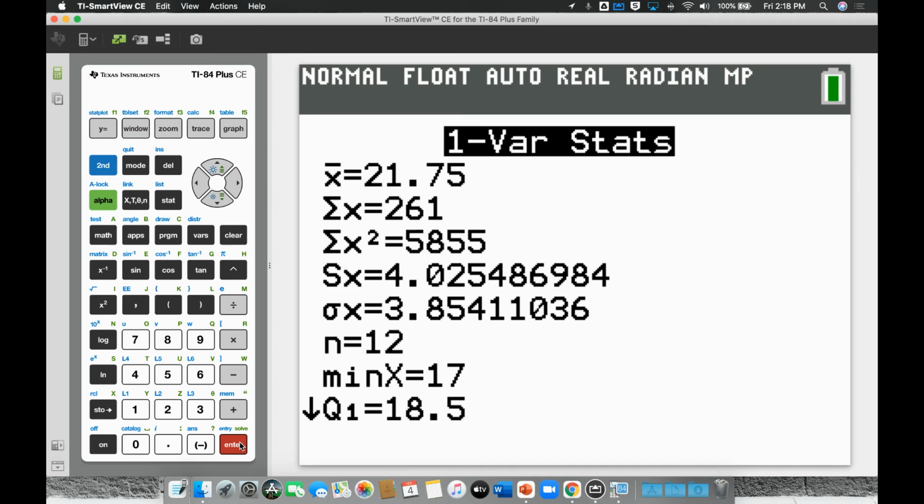20.9166. I got 22.33 repeating. 21.75. Oh, I fell for it. You probably got the numbers right, it was probably just entering the numbers. 21.75, yeah, I got that too. 4.02. And then Sx is 4.025. Figured out? Yeah, I'm doing 17 instead of 27. That's usually what happens. What did I do wrong?